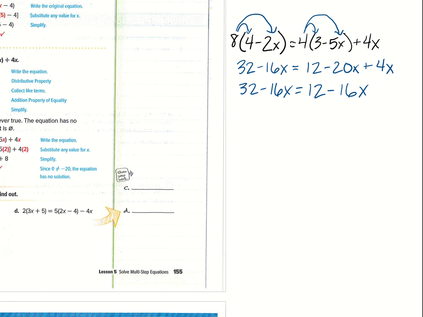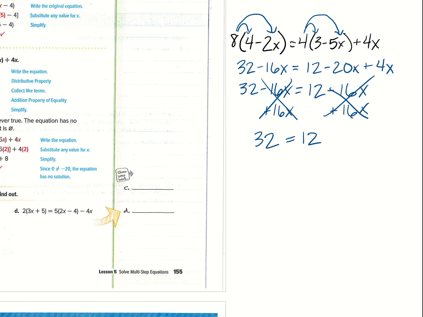All right, my next step is I'm going to want to get rid of the variable terms being on both sides. So I'm going to add 16x to this side so that I can get rid of it on that side, and we're just left with a constant, which means I've got to do the same thing to both sides. So we'll cancel there. I'm going to notice it also cancels right there. All right, so now I am left with 32 equals 12.